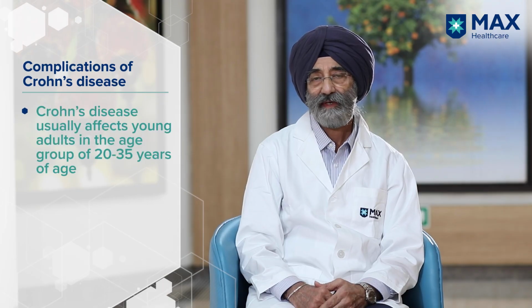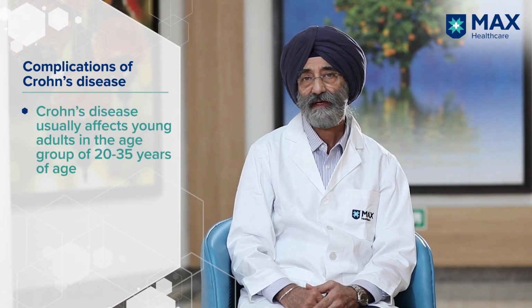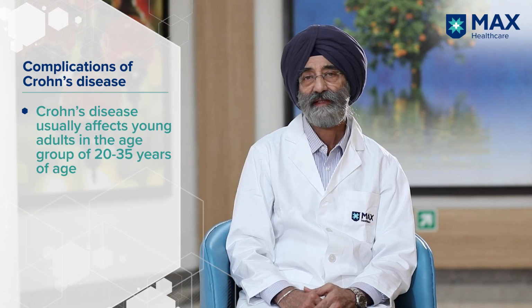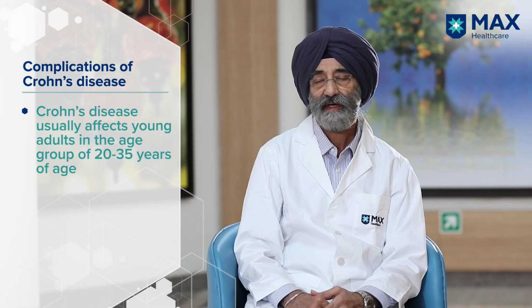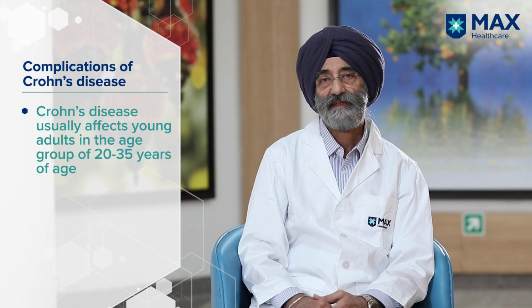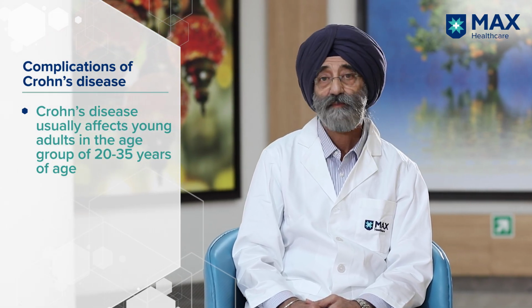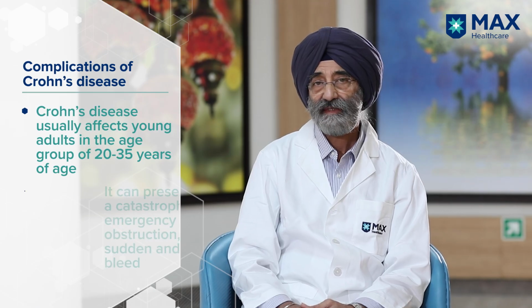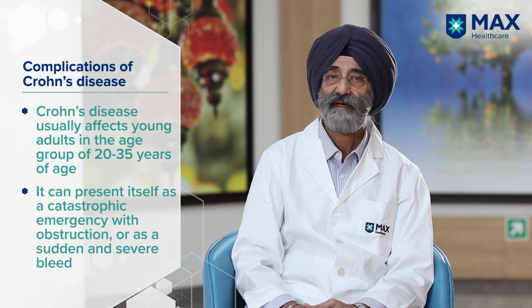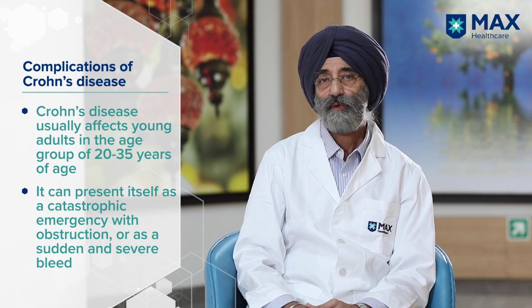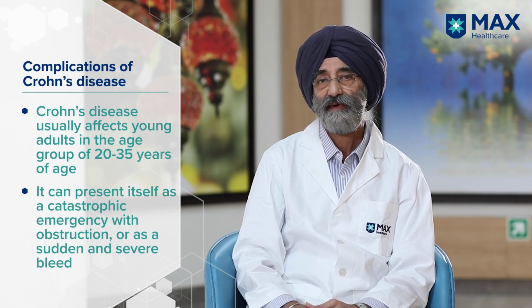Let us now go and see what could be the complications of Crohn's disease. It is important to remember that Crohn's disease will affect the younger population, say between 20 and 35 years of age, at which it is most commonly diagnosed. Now these are young adults who may be working, who may be athletes, who may be raising a family, and who are undergoing normal day-to-day work. So Crohn's disease may present as a catastrophic emergency with obstruction. Crohn's disease can present with a sudden severe bleed.